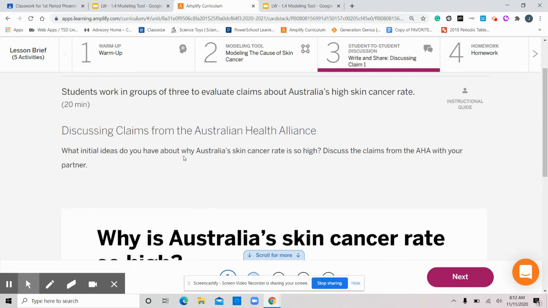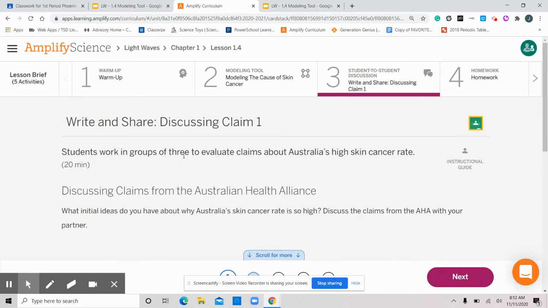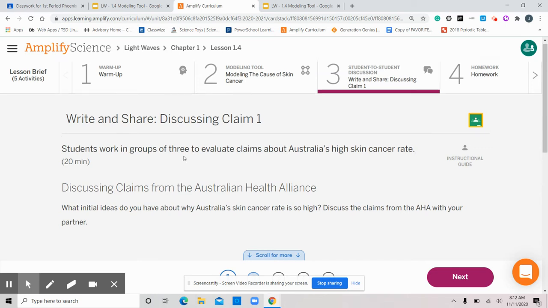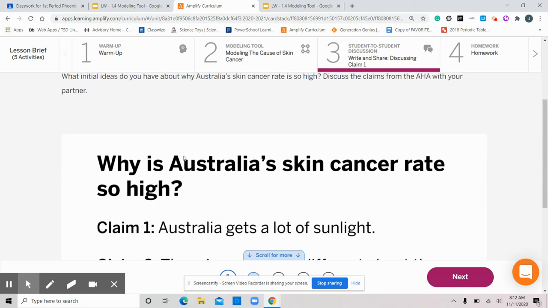Okay, this activity is designed for you to be working in pairs or small groups. Obviously, we are not doing that in this distance learning model that we're in. So let's go through these together. And I would like you to copy and paste some answers and then just turn it in, okay? So here's what we're doing for this part.